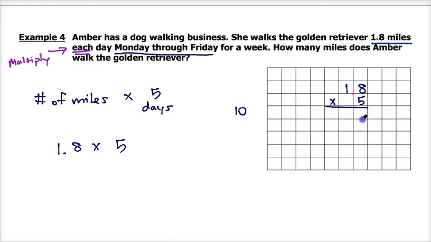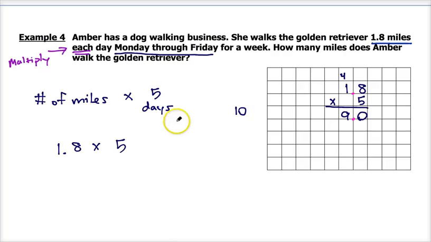8 times 5 is 40. Carry my 4. 5 times 1 is 5, plus 4 is 9. And there was 1 place after the decimal, so I'll put 1 place after the decimal here, and we get 9.0, or just 9. So our answer to this would be 9 miles.